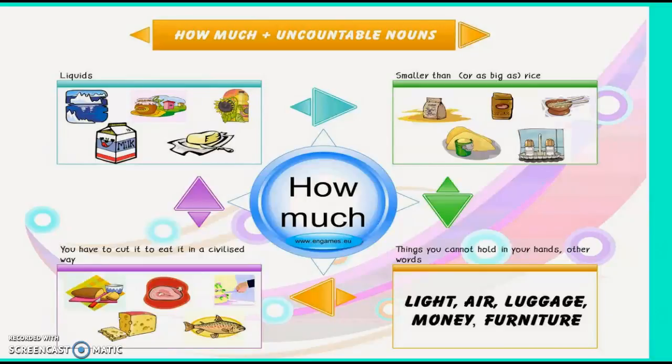Now, if it's smaller than or as big as rice, it's uncountable. For example, sugar or flour or salt and pepper. And like I said before, rice. Now, if we can't hold it in our hands, for example, if it's abstract, it's also uncountable, like light, air, luggage, money, furniture. So in that case, we use how much.